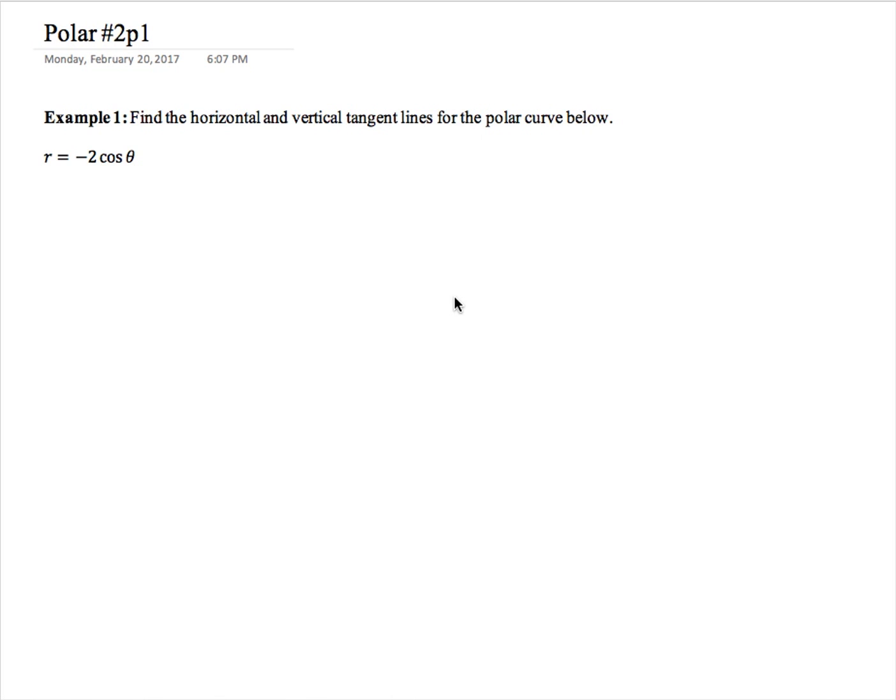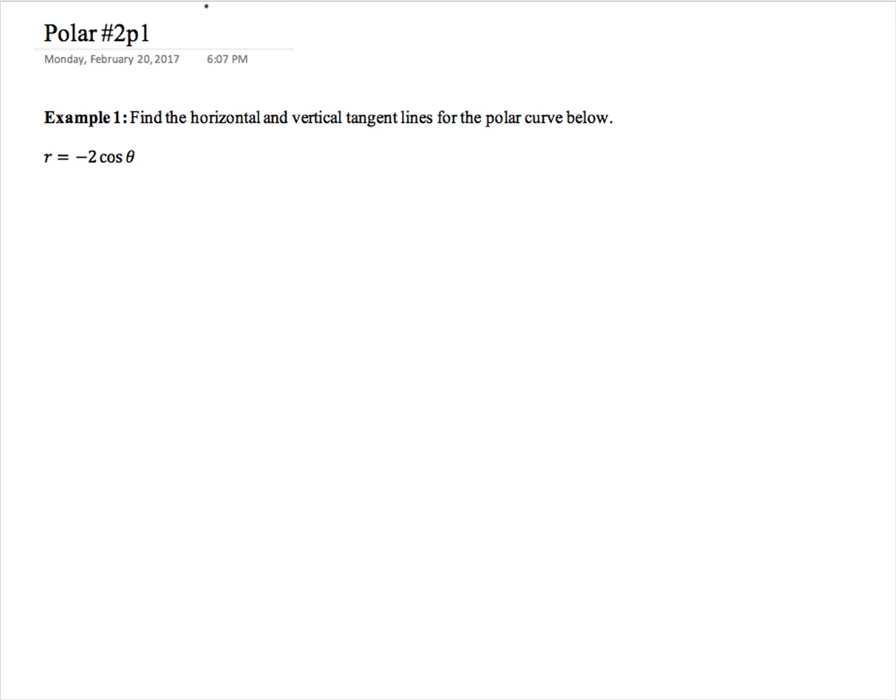I thought we'd look at a couple more examples where we put what we just learned, which was the polar form of a derivative, into action. So we'll start with something that we already looked at in parametric, which is for a polar curve this time. Find the horizontal and vertical tangent lines. So let's have a look at this polar curve r equals -2 cosine of theta and start with that guy.